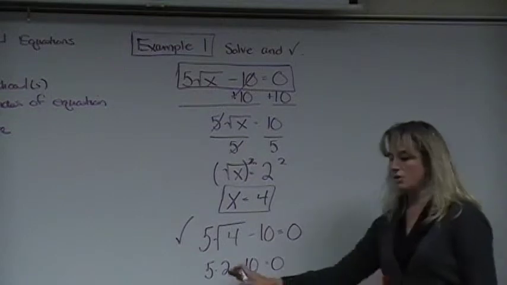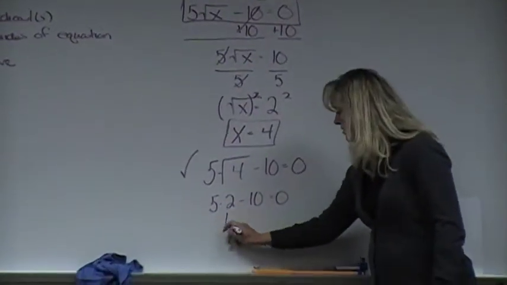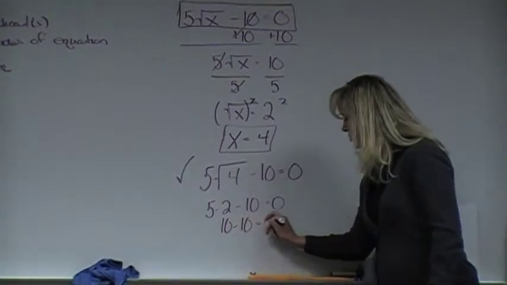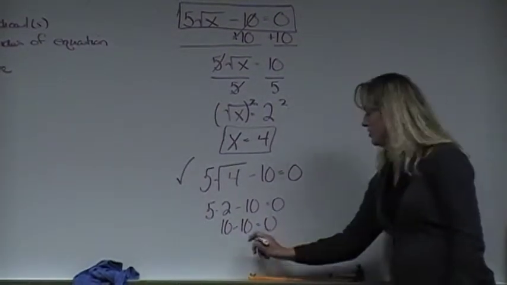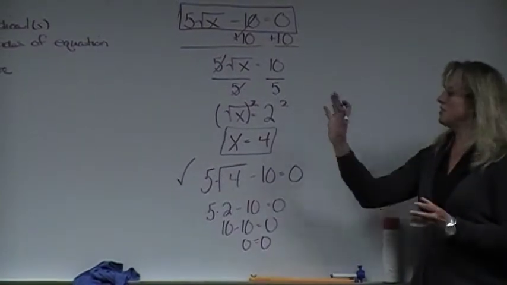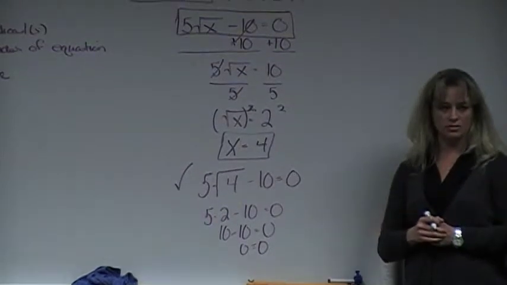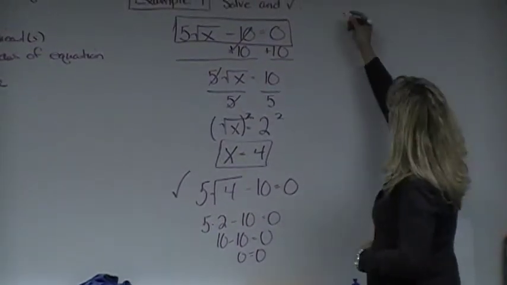Now what do we do? Multiply. What's 5 times 2? 10. 10, right, Brad? Minus 10 has to equal 0. Is 10 minus 10 equal 0? Yes. So therefore, because 0 equals 0, we do have the right answer. This solution does work. Make sense so far? All right, let's go on to example 2.